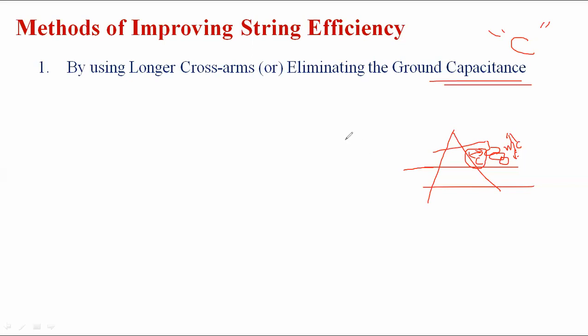But as per the ratio, that is the ratio of the mutual capacitance to the shunt capacitance, the value never exceeds 10. That is the mutual capacitance to the shunt capacitance. The mutual capacitance is represented by MC and the shunt capacitance is represented by C.